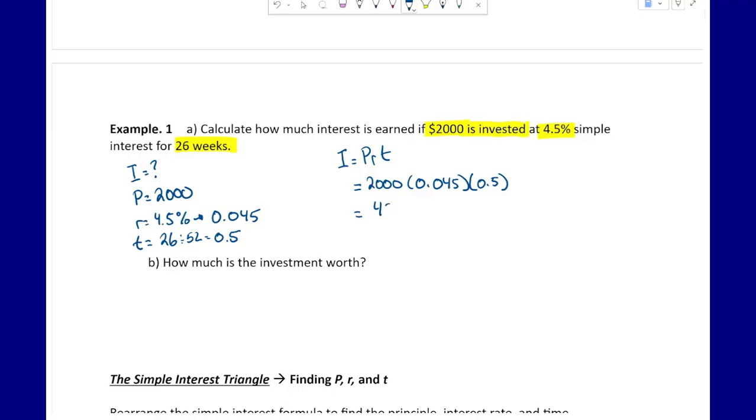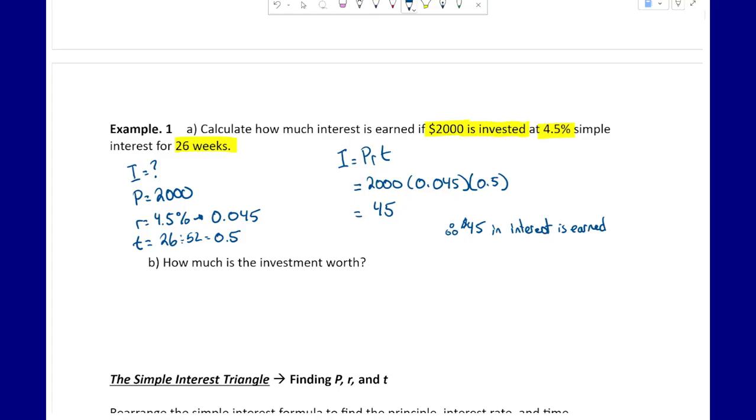And I get 45. So that means the interest earned is $45. Therefore, $45 in interest is earned. B now says, how much is the investment worth?